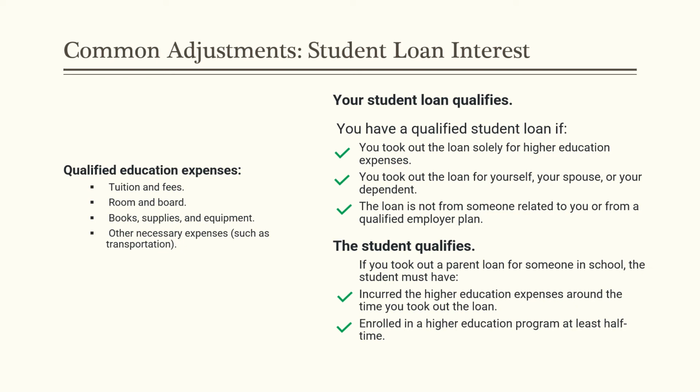And for the student to be qualified for the student loan interest, the higher education expenses should be incurred around the time you took out the loan, in the same year, and the student enrolled in a higher education program at least half time. And the qualified education expenses include tuition and fees, room and board, books, supplies and equipment, and other necessary expenses such as transportation.